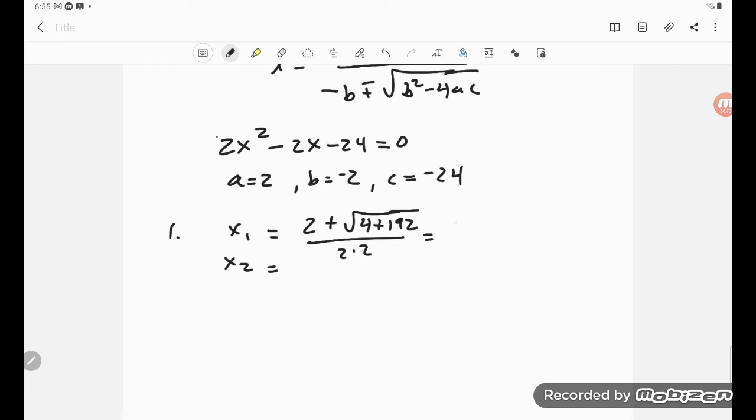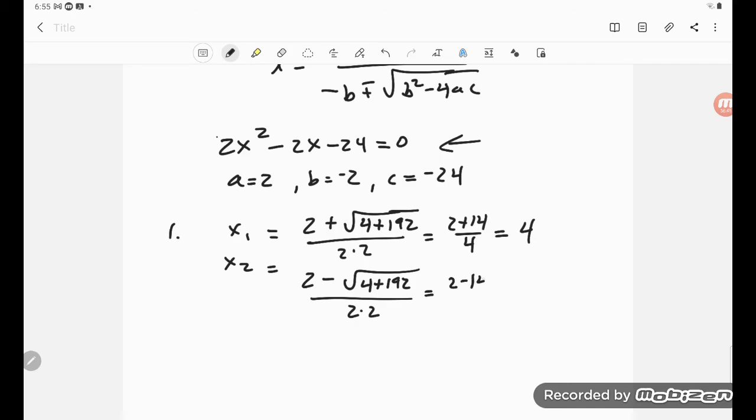That ends up being 2 plus 14 over 4, or 4. And you could factor this thing up here and see that one of the roots is 4. Similarly, we have 2 minus the square root of 4 plus 192 over 2 times 2. So that's 2 minus 14 over 4. And you get negative 3. So there are my two roots.